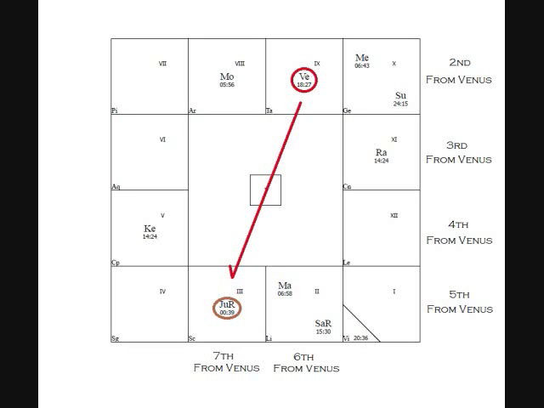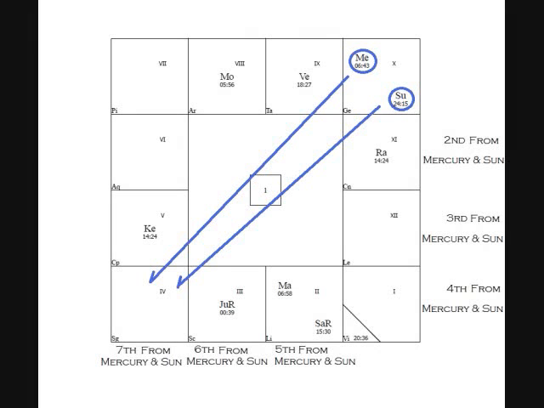And if we look at this next chart, if we take Mercury and Sun into consideration, we'll see that 7 houses away from Mercury and Sun, we have the sign of Sagittarius. So we always count the house that they're in as the first house. So Mercury and Sun are in Gemini, that's number 1. Cancer is the 2nd house from Mercury and Sun. Leo is the 3rd house from Mercury and Sun. Virgo is the 4th house from Mercury and Sun. Libra is the 5th, Scorpio is the 6th, and Sagittarius is the 7th.